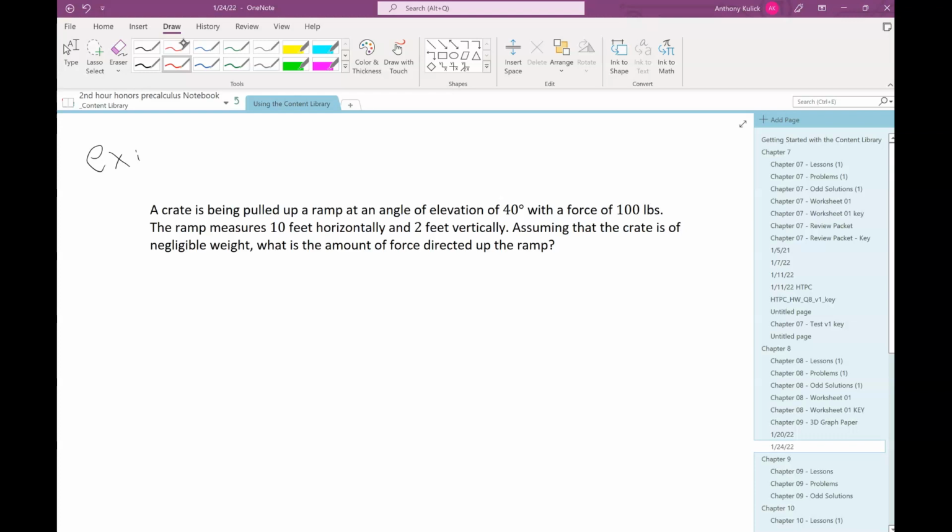Okay. So here, a crate is being pulled up a ramp at an angle of elevation of 40 degrees with a force of 100 pounds. The ramp measures 10 feet horizontally and 2 feet vertically. Assuming that the crate is of negligible weight, what is the amount of force directed up the ramp?